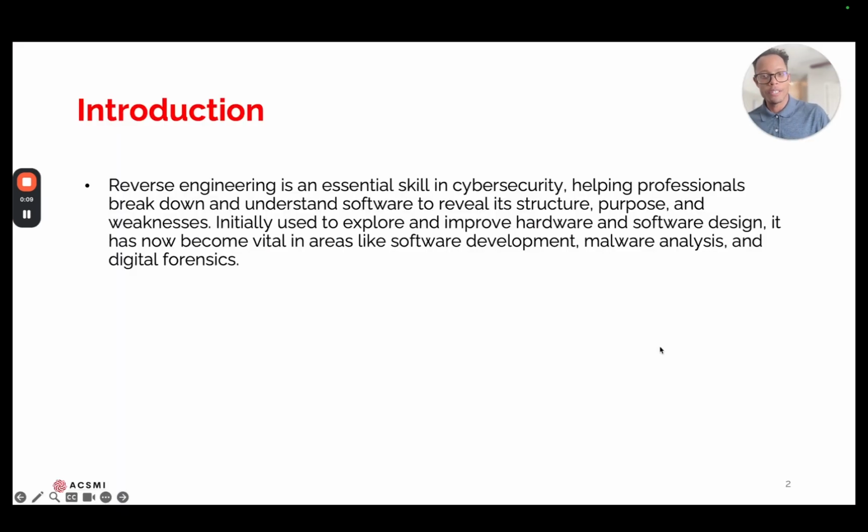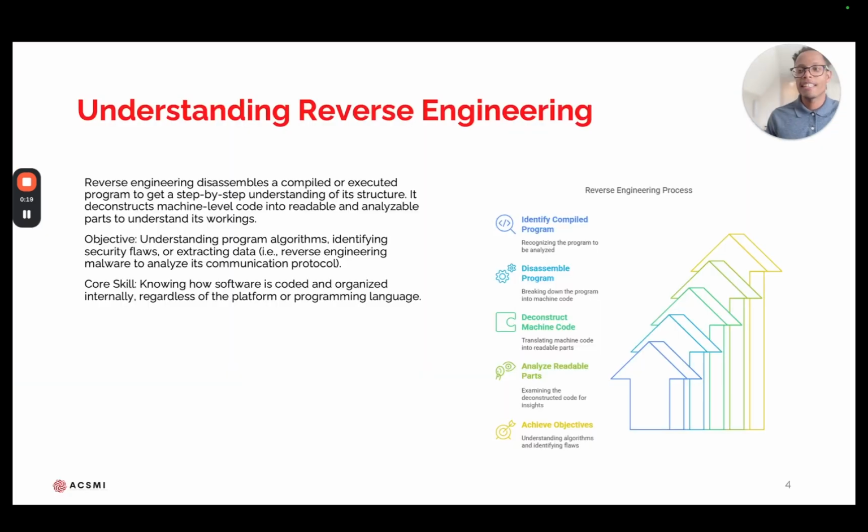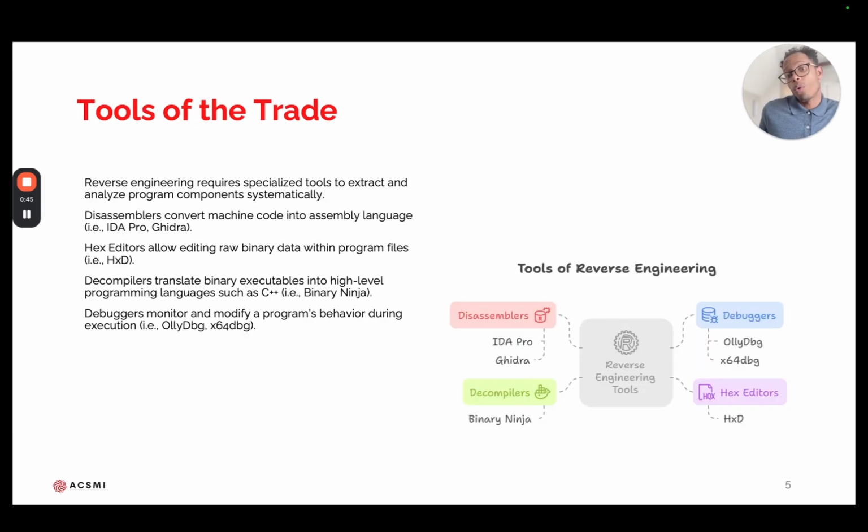Let's get right into it. So as we know, reverse engineering is going to be essential. This is going to help you break down and understand software, especially if we're talking about malware, understanding the ins and outs of it. Because being able to disassemble and compile, right? These are ways to understand the program itself, what algorithms are being utilized, identifying security flaws, being able to extract data if need be. So knowing how to do this, knowing how the actual software is coded and how it's organized, this is going to help you understand at a fundamental level how coding works.